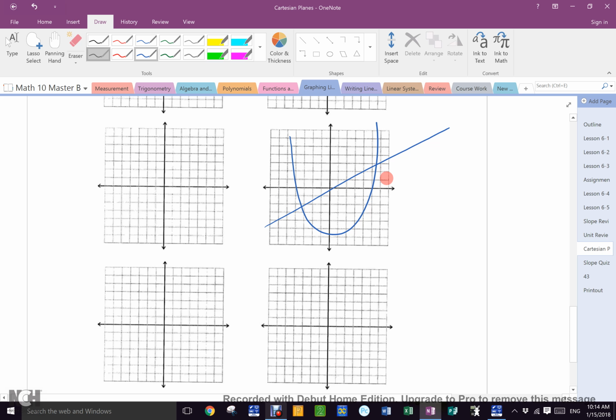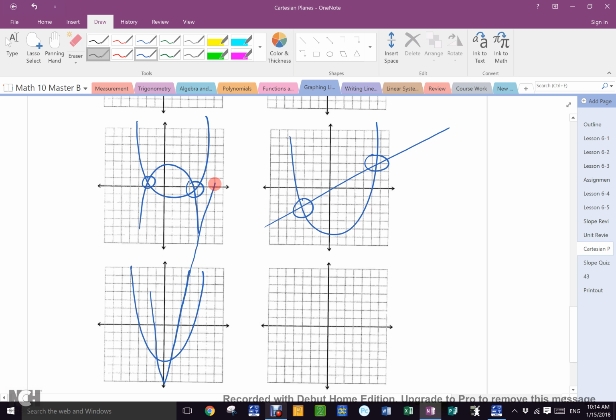What if I gave you this? How many solutions would that system have? 2. There and there. Everyone cool? Okay, what if I had this system? 2. Where they cross, right? What if I had this system? Okay, what about this system? 2? 4. Why?